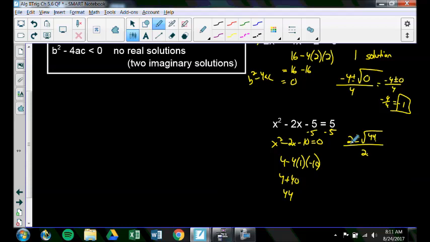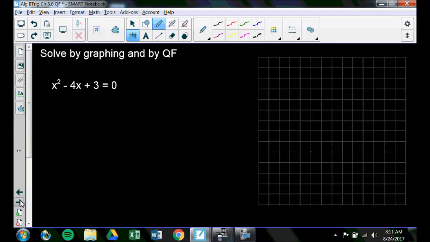So if I want to try and cancel these 2's, first I've got to simplify 44. 44 is 4 and 11. 4 is a pair of 2's, so a 2 comes out. So now I have 2 plus or minus 2 root 11 over 2. Now all these 2's can cancel. 2 divided by 2 is 1. It's 1 plus or minus root 11. Covered that fast, but yeah, we've learned how to simplify before. Now we're just plugging in numbers and going for it.